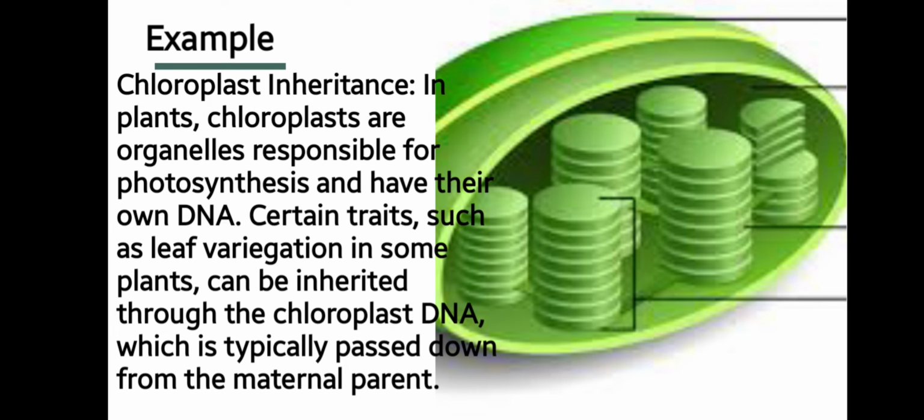We already know what a chloroplast is, right? So, chloroplasts are commonly found in plants. Chloroplasts are organelles responsible for photosynthesis and have their own DNA. Certain traits, such as leaf variegation in some plants, can be inherited through the chloroplast DNA, which is typically passed down from the maternal parent.